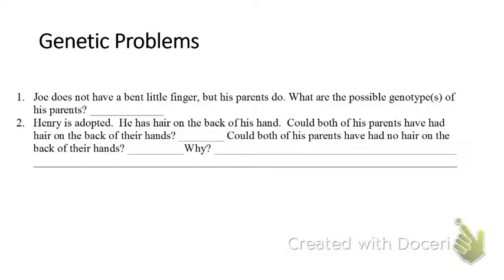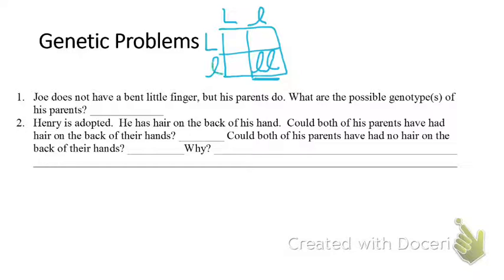So looking at some genetic problems, Joe does not have a bent little finger, but his parents do. What are the possible genotypes of his parents? So Joe does not have a bent little finger, which means that he is homozygous recessive. But his parents do, which tells us they have at least one dominant trait. Well, the only way for Joe to have gotten the two recessive genes is for both parents to be heterozygous. So his parents have to be heterozygous.